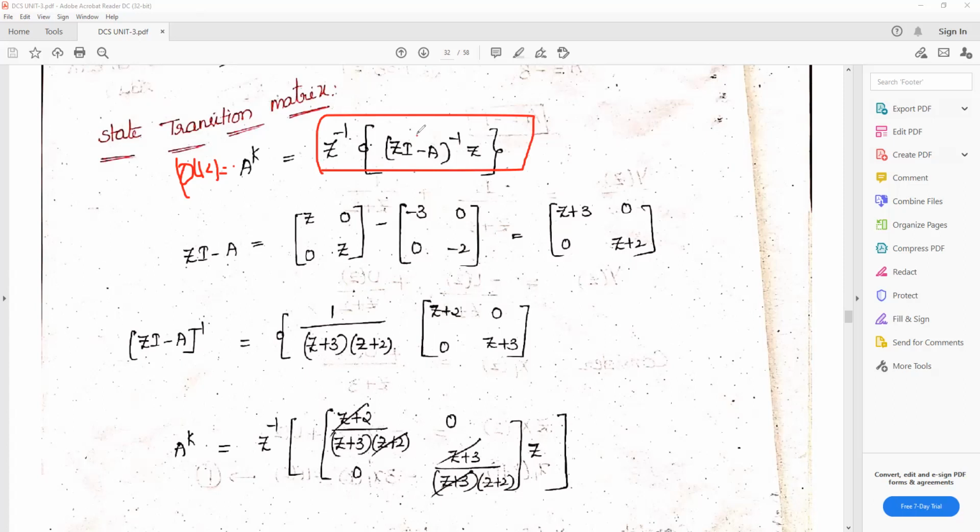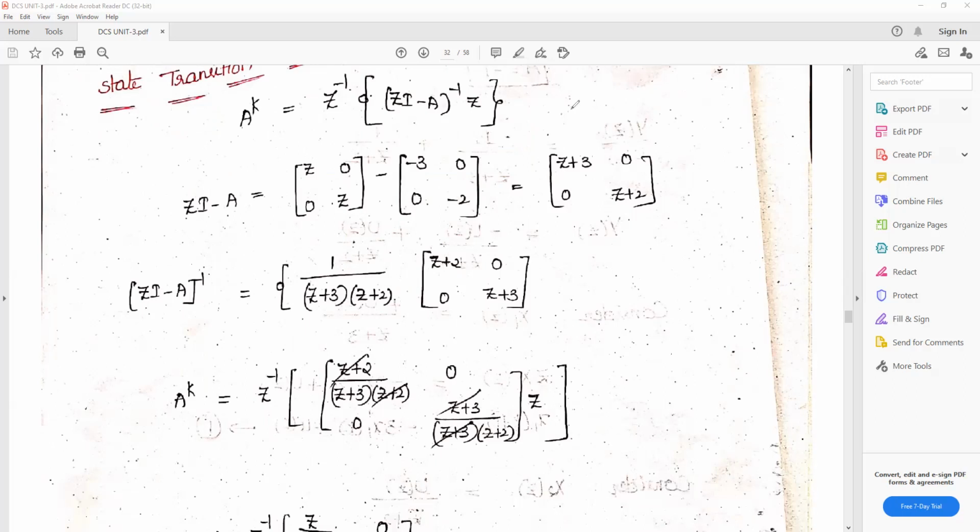So after calculating (zI minus A) whole inverse into z, apply the z inverse. Z inverse of (zI minus A) whole inverse into z. So first, we need to calculate zI minus A. We already saw earlier what the state equation is: x dash is equal to Ax plus Bu.